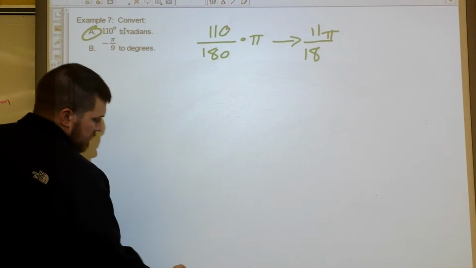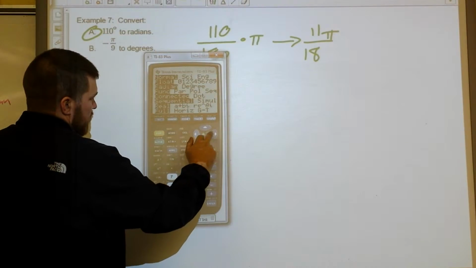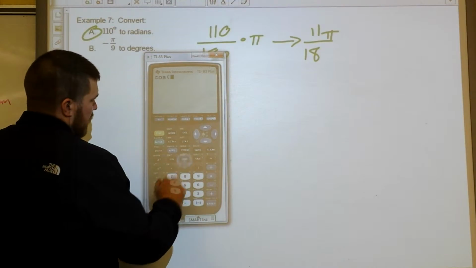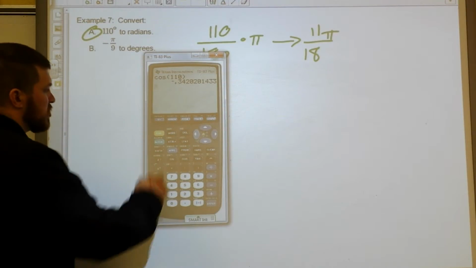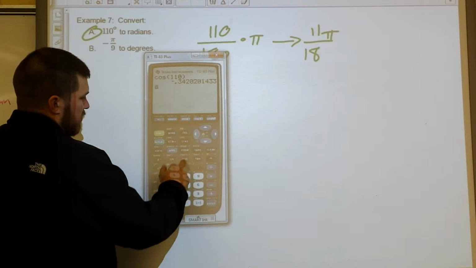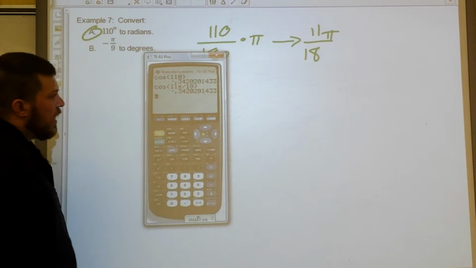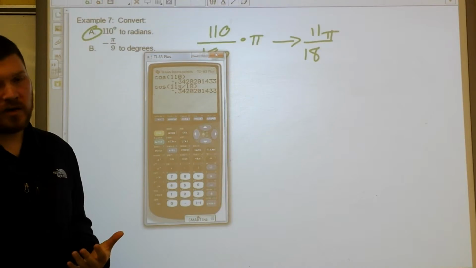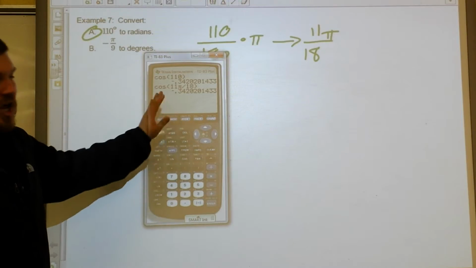The way you could check yourself: I'm going to first put my calculator in degree mode, because that's what I started with. So be sure you're in degree mode. And I'm going to just do sine, cosine, or tangent. It doesn't matter which. I'm going to do cosine. So cosine of 110, hit enter to get my decimal. And now I'm going to switch my calculator over to radian mode and type in my radians. So cosine of 11 pi divided by 18. And I get the exact same decimal. Since I got the exact same decimal, I know I did my conversion correctly. Again, you have to be sure your calculator is in the right mode for this check to work.